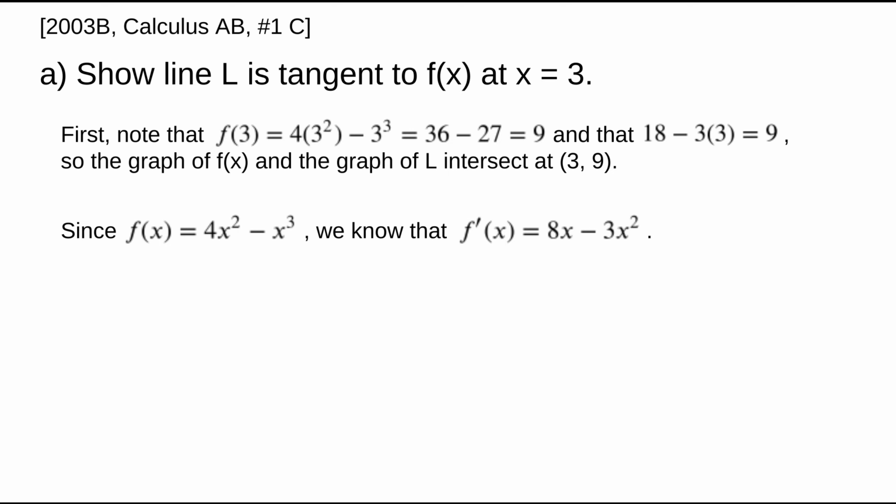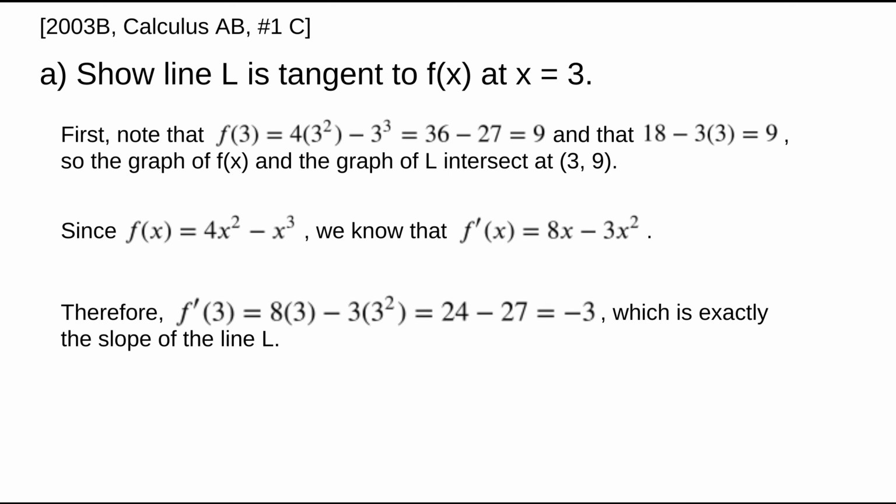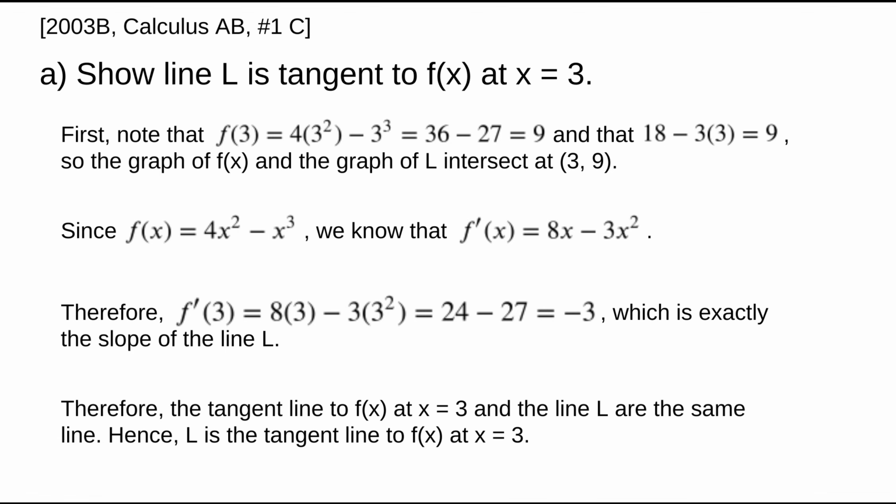Now, because we have the function f of x, we can find its derivative. f prime of x is 8x minus 3x squared. And if I evaluate f prime of 3, I can just plug 3 into f prime of x. That turns out to be negative 3. And that is exactly the slope of the given line. So the tangent line to f of x at x equals 3 and the given line are in fact the same line. Therefore, the given line is tangent to f at x equals 3.